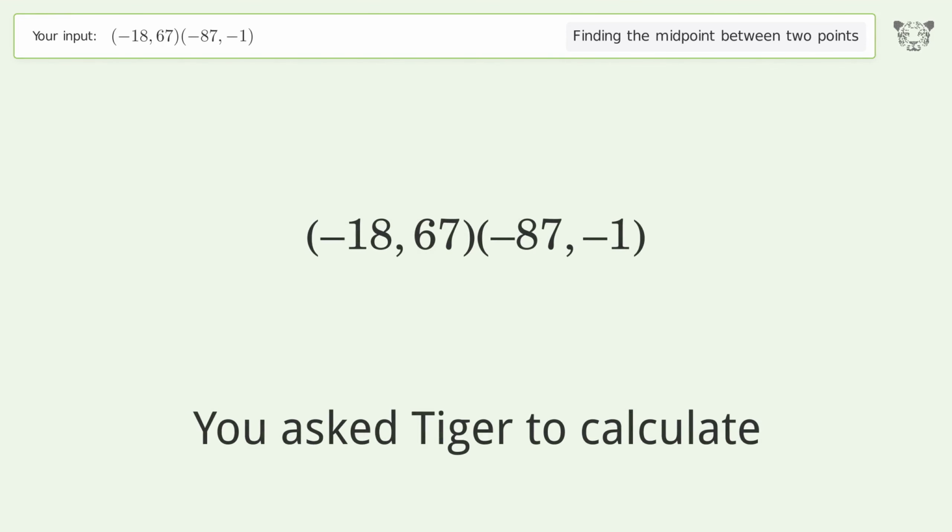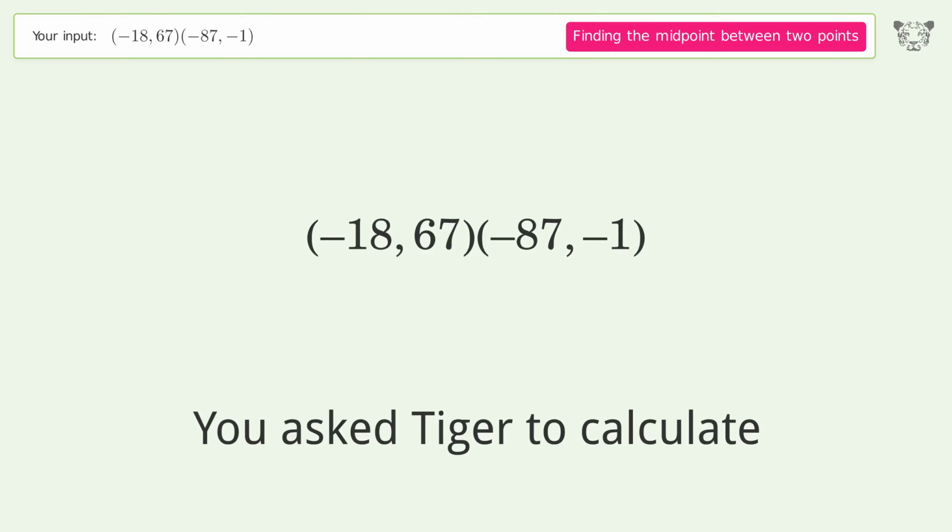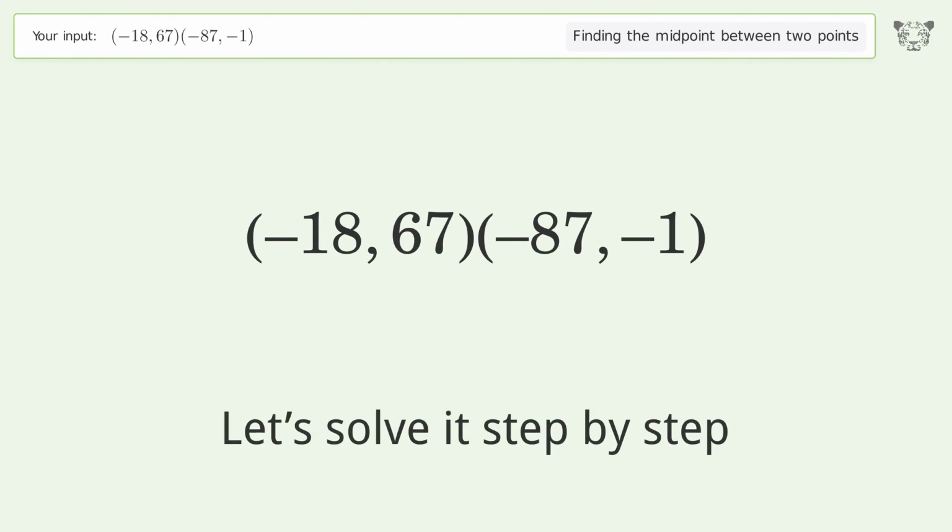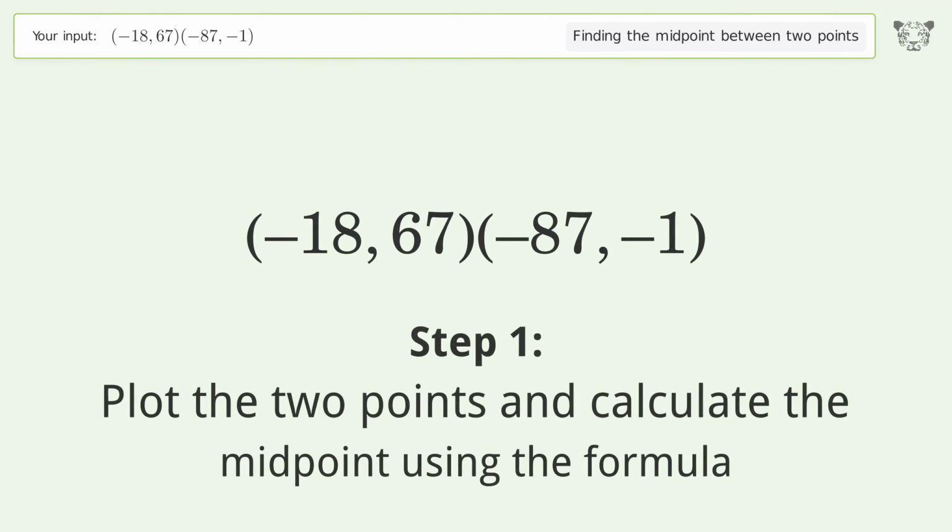You ask Tiger to calculate. This deals with finding the midpoint between 2 points. The midpoint between the 2 points is negative 52.5, 33. Let's solve it step by step. Plot the 2 points and calculate the midpoint using the formula.